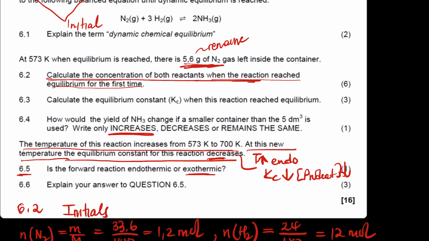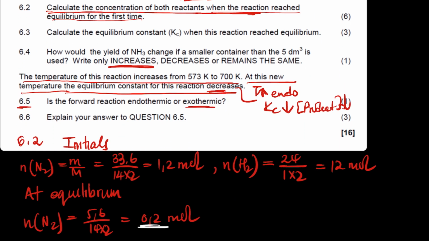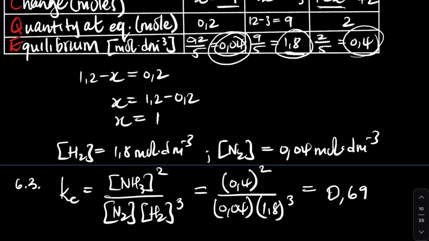Now in 6.5, are they asking, is the forward reaction exothermic? The forward reaction is definitely exothermic because the concentration of product decreases due to the decrease of Kc that we are told, and also because the increase in temperature favors the endothermic, which is the reverse. We see that Kc decreases because it favors the reverse. Now in 6.6 it says explain your answer. One of the very important things when you explain this, guys, it's very important.